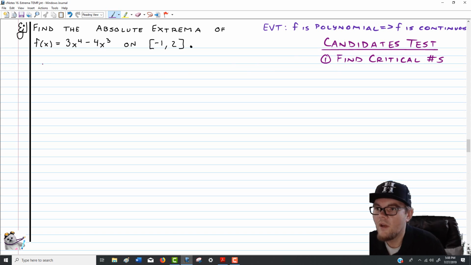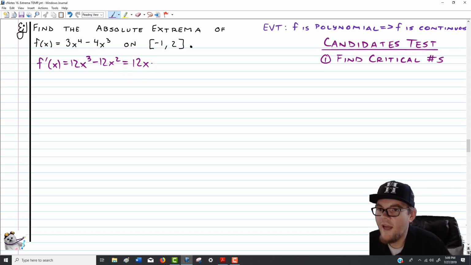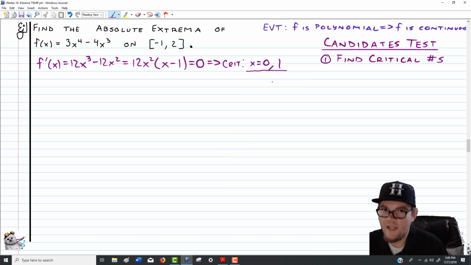So let's do that. To find critical numbers, we have to find the derivative. That's pretty easy in our case. That's 12x cubed minus 12x squared. Doing a little bit of factoring. Actually, you can factor out a lot here, can't you? You can factor out a 12x squared. That'll leave us with 12x squared times quantity x minus 1. If we set that equal to 0, again, we get two critical numbers. We get the critical numbers x equals 0 and x equals 1. So there are two critical numbers. Each of those is a candidate.